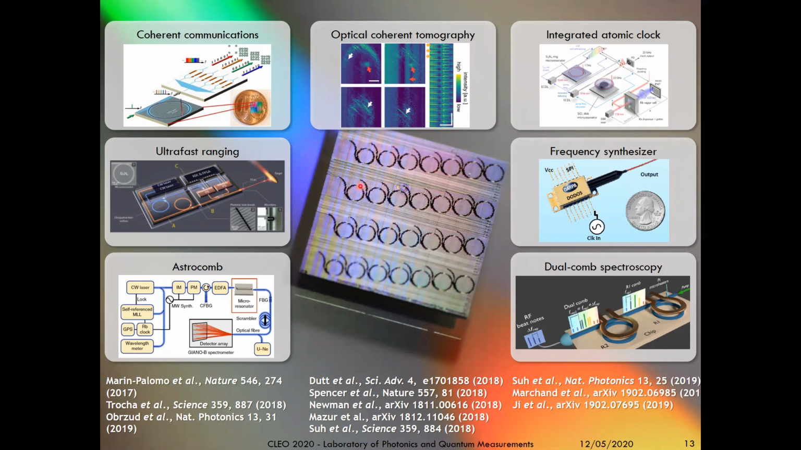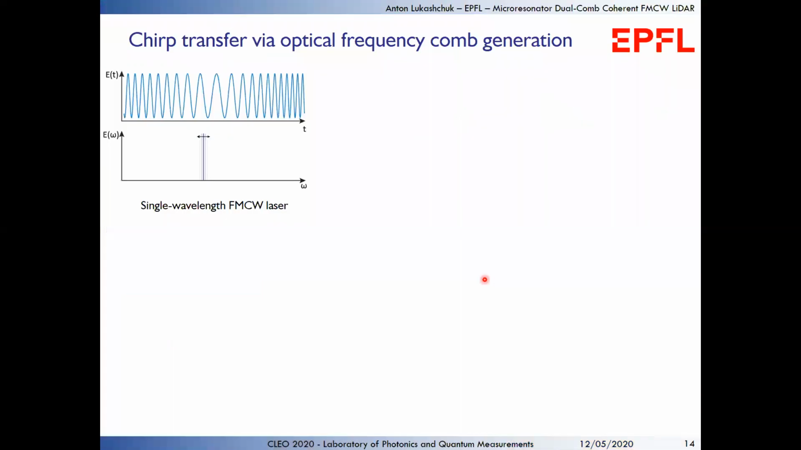is around 200 micrometers. And solitons, which we generate in these microresonators, have found an enormous amount of applications, starting from astronomical spectrometer calibration, going to ultra-fast ranging, which I'll cover later, multi-terabit coherent communications, optical coherence tomography, integrated atomic clock, frequency synthesis, and dual-comb spectroscopy. Okay, and coming back to our LiDAR story.